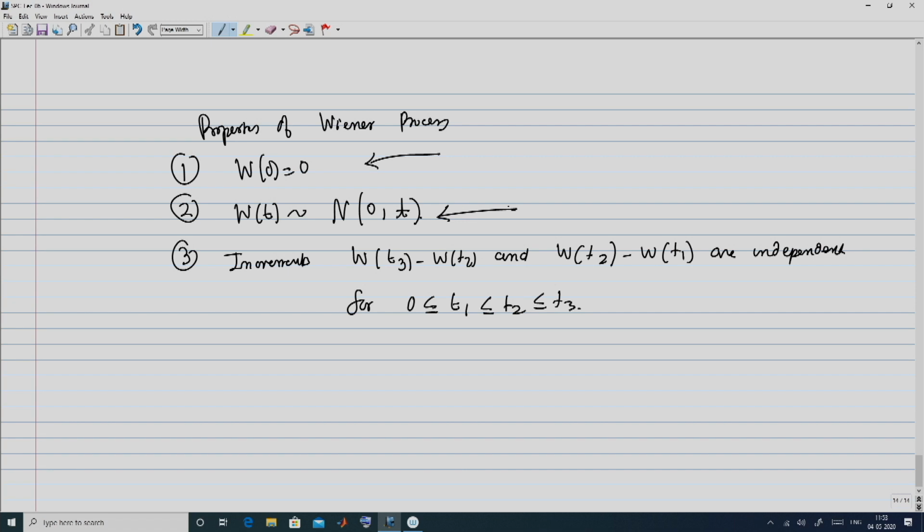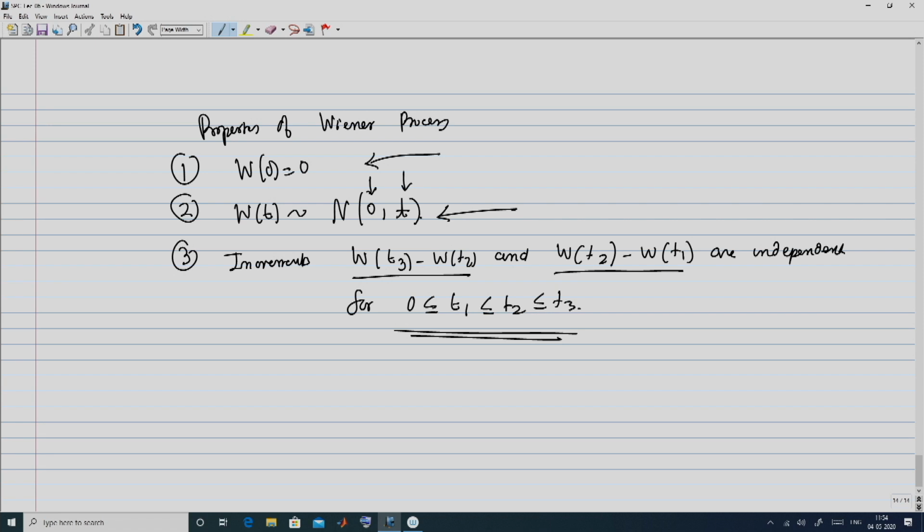That is why we defined the normal distribution earlier. And the mean of this is 0 and the variance is t. And the last one says that if we consider two non-overlapping intervals, T1 to T2 and T2 to T3, then the corresponding increments W(T2) minus W(T1) and W(T3) minus W(T2) are independent of each other.